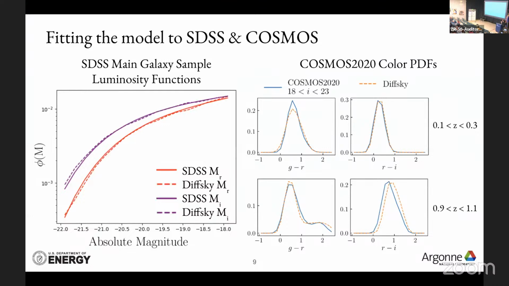Just to show some fits to other surveys, on the left, we're fitting to some luminosity functions in the SDSS main galaxy sample in the R band and I band. Our model is the dashed lines. And on the right, we're fitting to some color PDFs in Cosmos data. Again, our model is the dashed lines, and on the top, we're fitting to colors at lower redshift, and in the bottom panels, we're fitting to colors around redshift 1. So again, these are just some preliminary fits to several different data sets, but I think our capabilities are already pretty encouraging and exciting.